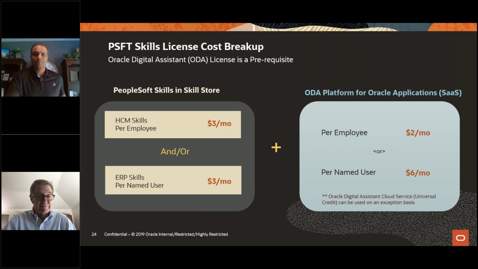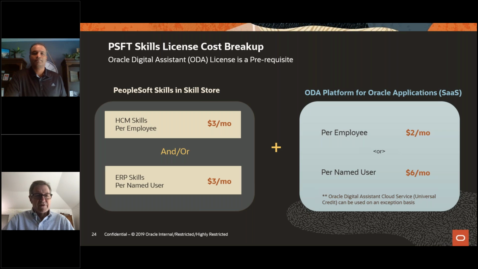If you're licensing per named user, which is a subset of users within your employee base. So the per employee is basically the number of employees that's managed by your PeopleSoft application. If you're licensing it for a subset of those, then it's on a per named user base. So it's about 3 times more expensive. So that subset would have to be about a third.